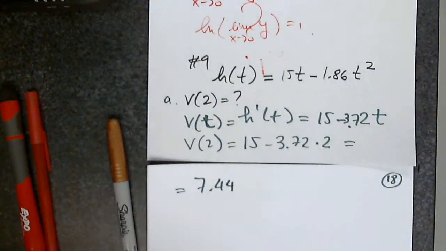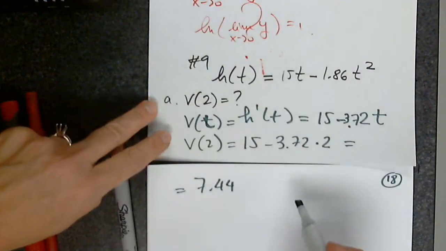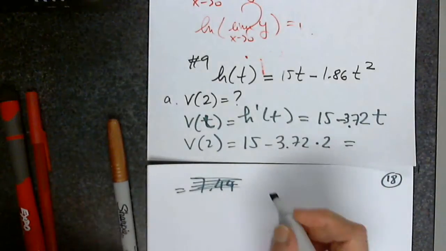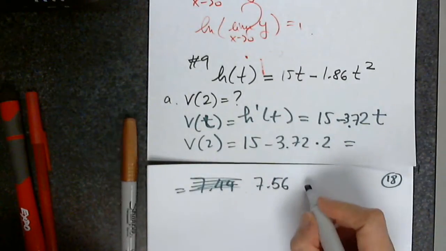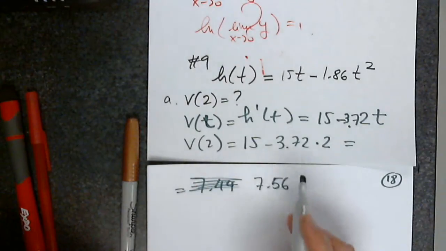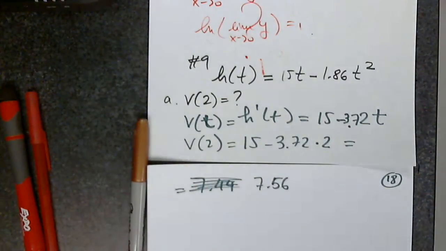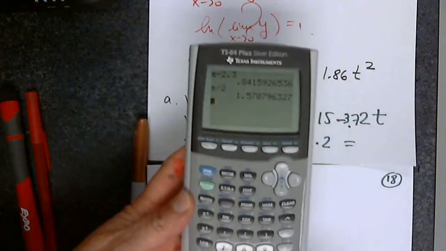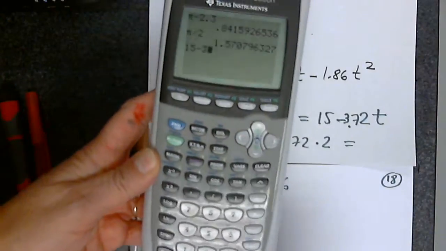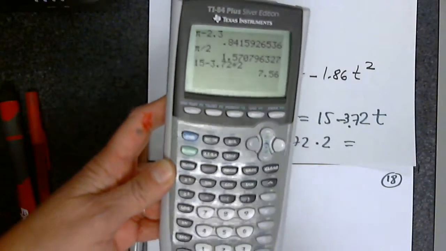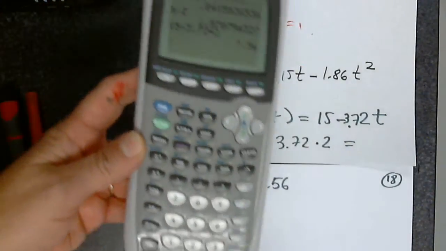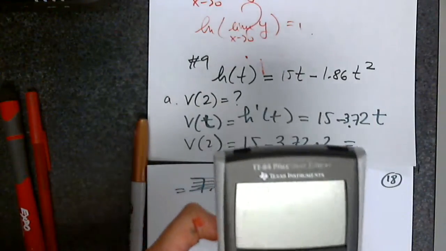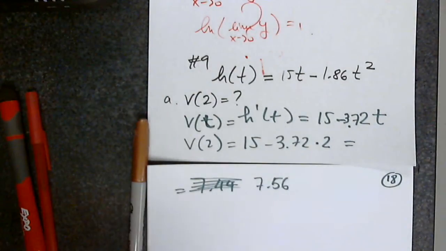.44. Measurement unit. Oh, that's not the bottom. Sorry, it's 15 minus 7.44. 7.56. Measurement unit. So we never do this. By the way, I just want to make sure you never ever do pieces. So you always put 15 minus 3.72 times 2. You should never ever multiply this and then subtract. You should do it just in one step. Okay? So, measurement unit again, I'm sorry.